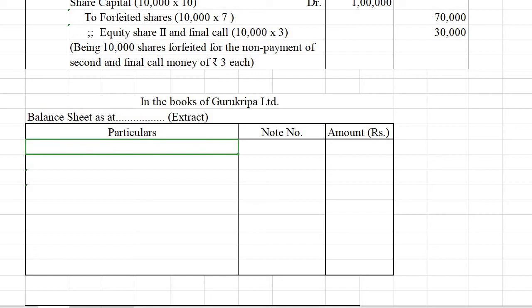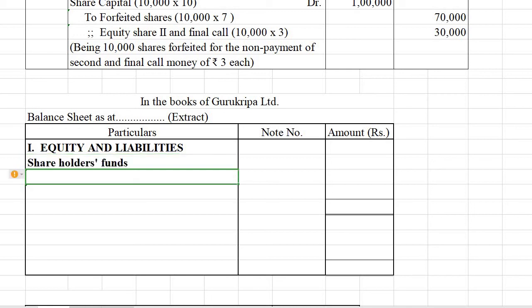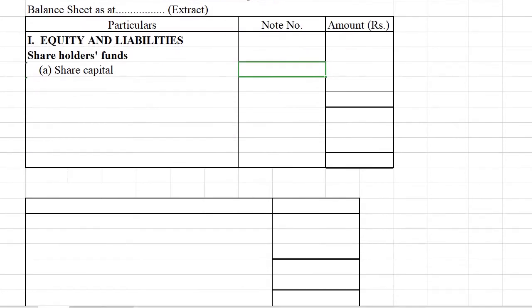And we know that in many problems we have solved the balance sheet. First heading is equity and liabilities. We will write in capital letters. This shows all the items there in the liability side. So in that first item, shareholders fund. Under that shareholders fund, the first item is share capital. Share capital, we have to prepare a note number. Before that, let us prepare that.